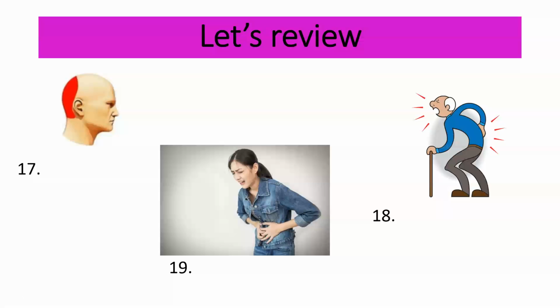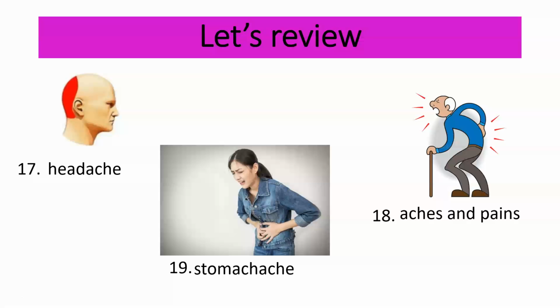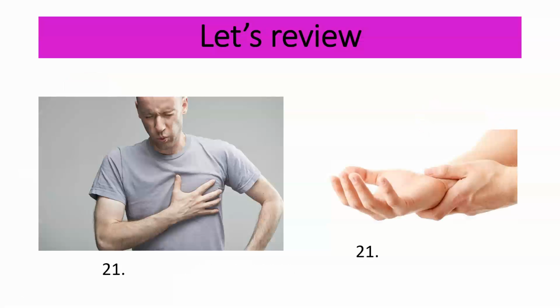Okay guys, 17 is headache, 18 aches and pains, 19 stomach ache. Whoops, that should be number 20. On your paper right now, pause the video, write down 20 and 21. These are the last ones. Ready? 21 should be, oops, chest pain, or I should say 20 is chest pain, and then 21 is numbness.